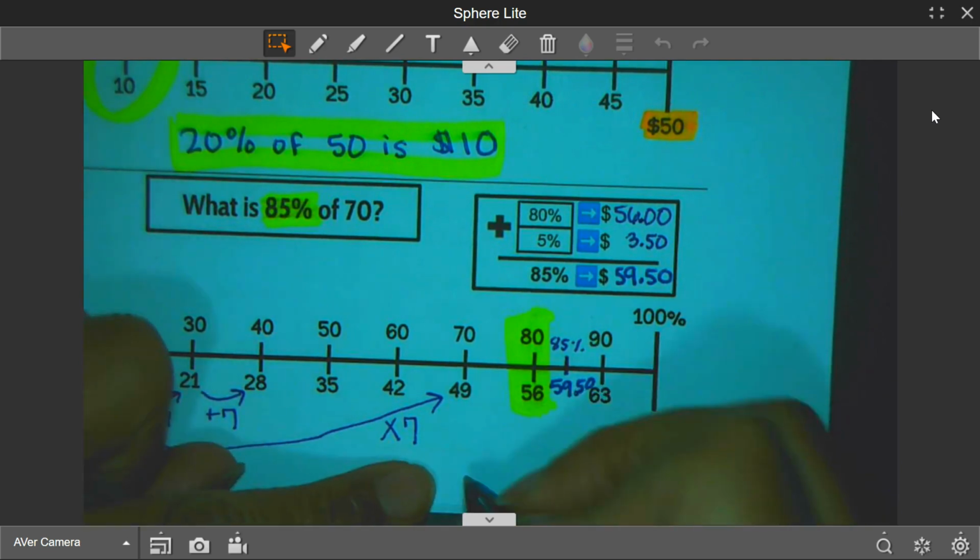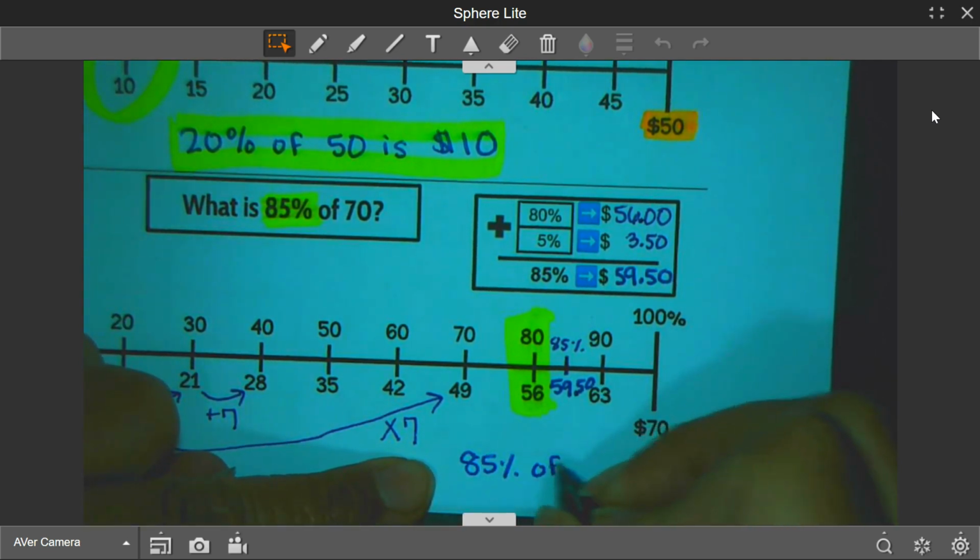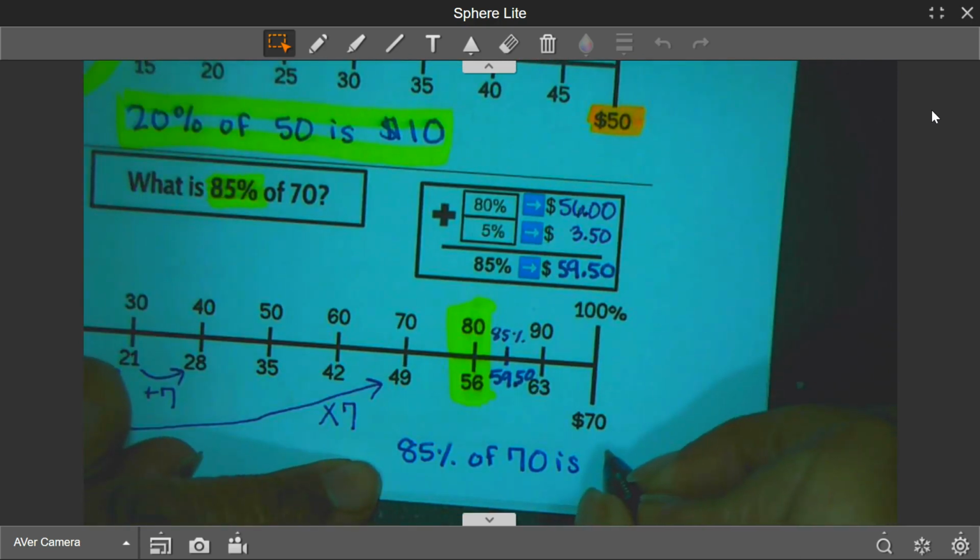All right, let's go ahead and write that. 85% of 70 is $59.50.